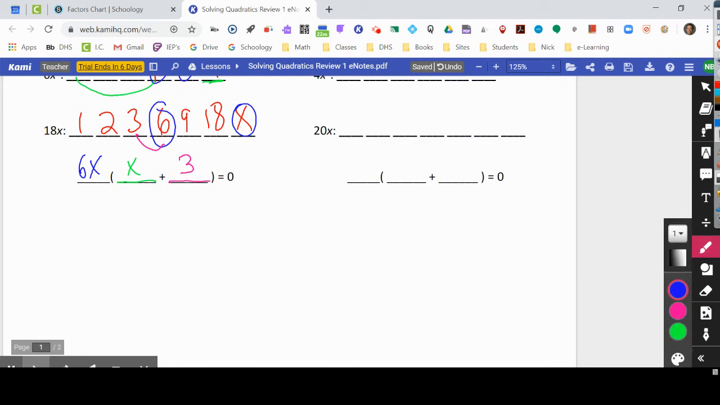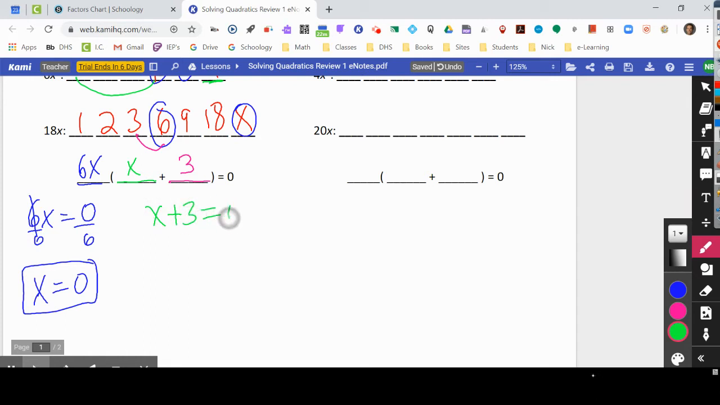Now I'm going to set each of my products equal to 0 and solve. I'm going to say 6x equals 0, because this is my first product. Divide by 6, divide by 6, and we get x is equal to 0. So that is my first solution. I can also say that x plus 3 is equal to 0. To solve this one, I am going to subtract 3 first, and I get x is equal to negative 3. So those are my two solutions.